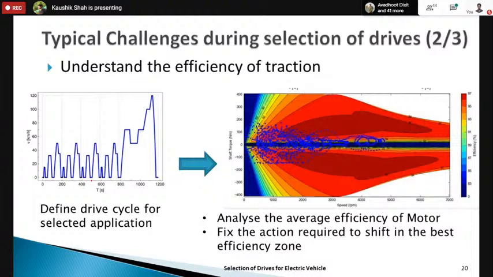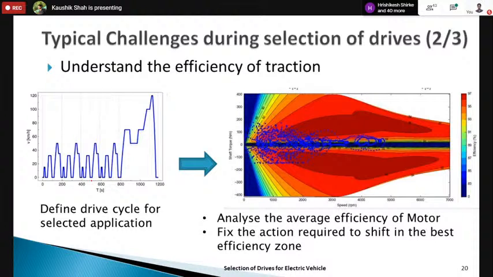Then second is the efficiency of traction. When you look at it, you say, my motor is giving 96% efficiency. Wow, it is good. But does it give that on the ground? That is very important. So plot your drive cycles along with your motor efficiency, your motor torque speed characteristics and efficiency curves, and see what you are getting. Because every motor is different.